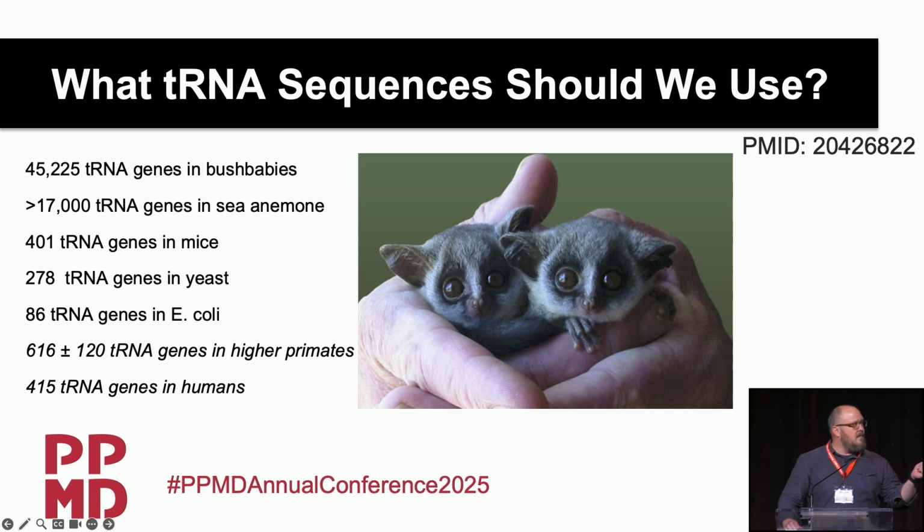And so the question is, why does that bush baby, which is shown there on the right, have 45,000 tRNAs? And I think the only answer I can come up with is that they're really important for expressing cute genes. And you can tell from the nice big eyes there.